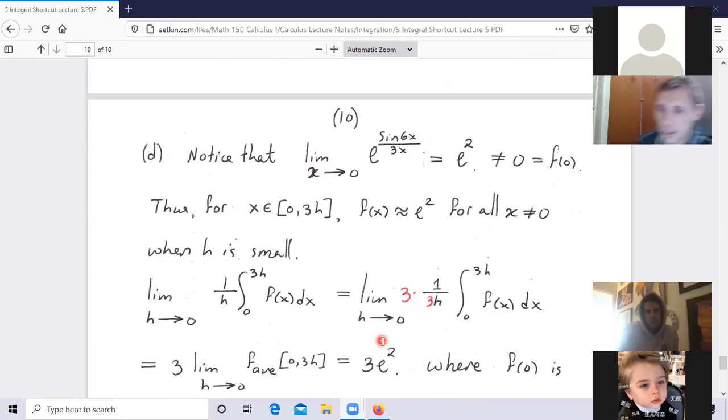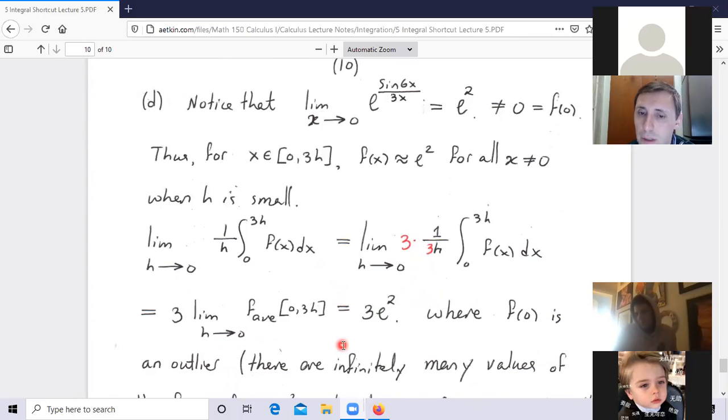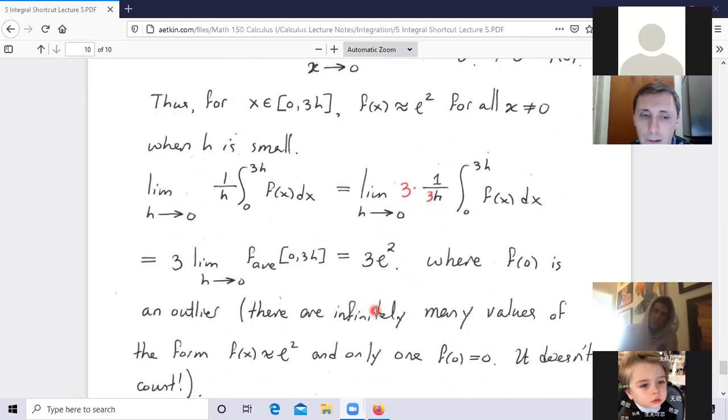But the average is 3 times e squared. Do you see why? Well, the result is 3 times e squared, because there are going to be lots of values, infinitely many values that are very similar to e squared when I take the average, and only one value that's 0. Do you follow?